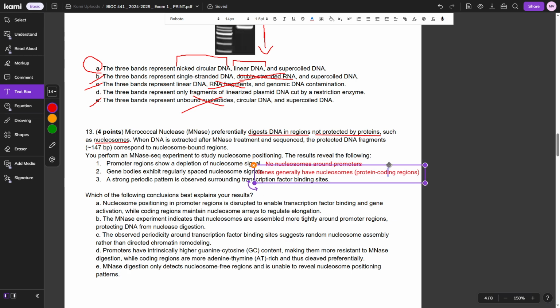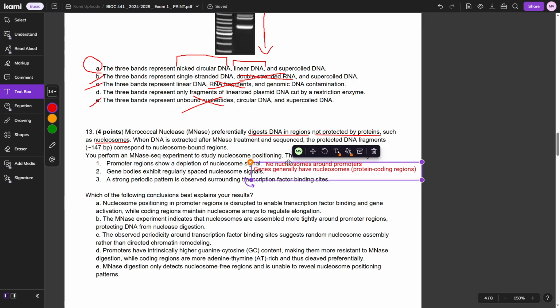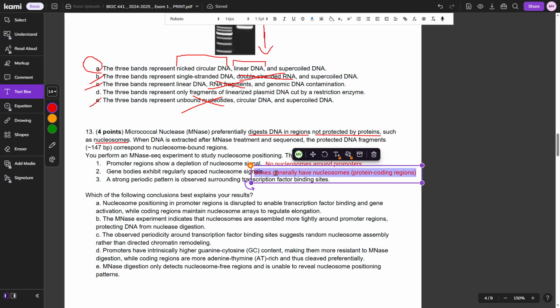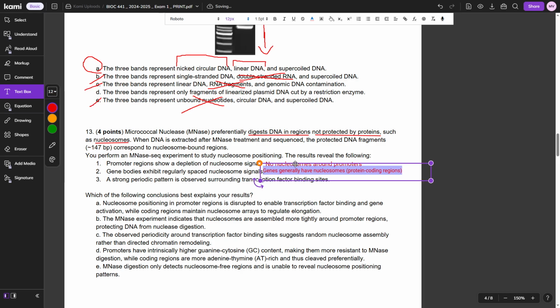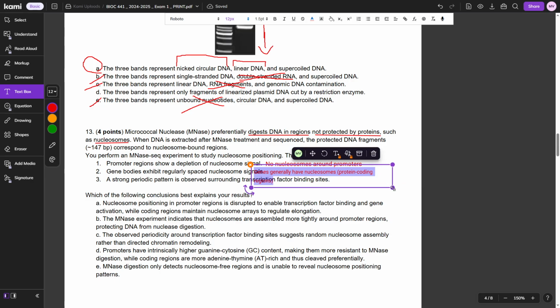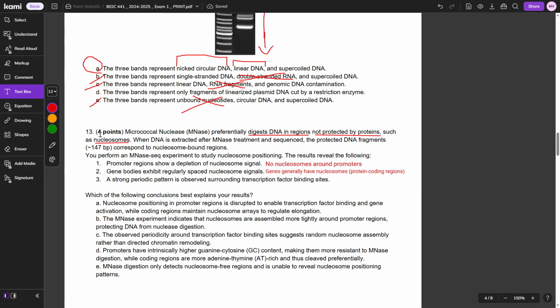So the protein coding regions generally seem to have the nucleosomes around them. Strong periodic pattern observed around transcription factor binding sites. Okay. So there's some sort of pattern around binding sites for transcription factors. So it seems like the transcription factors are probably able to bind, at least somewhat.